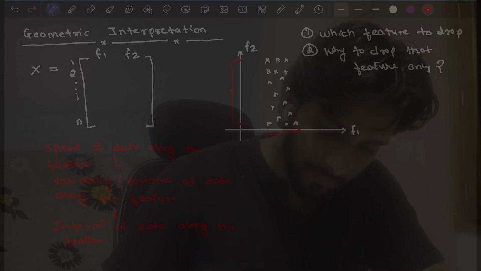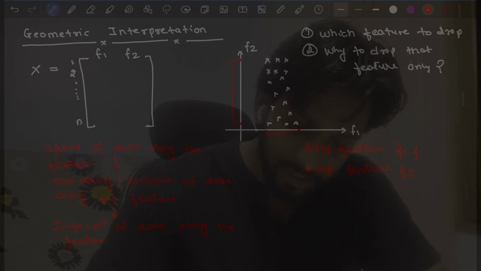But why will I drop? So I will drop feature f1 and keep feature f2, because by dropping feature f1 I am losing very little information of data, and by keeping my feature f2 I am preserving the more information of data, right? This is the whole principle behind the mathematical formulations of principal component analysis, right?